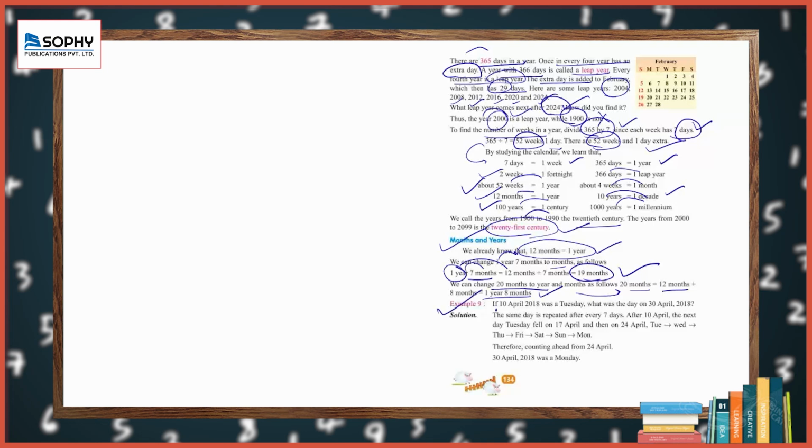If 10 April 2018 was a Tuesday, what was the day on 30 April 2018? The same day is repeated after every 7 days. After 10 April, the next Tuesday fell on 17th April and then on 24th April. Tuesday, Wednesday, Thursday, Friday, Saturday, Sunday, Monday. Therefore, counting ahead from 24 April, 30 April 2018 was a Monday.